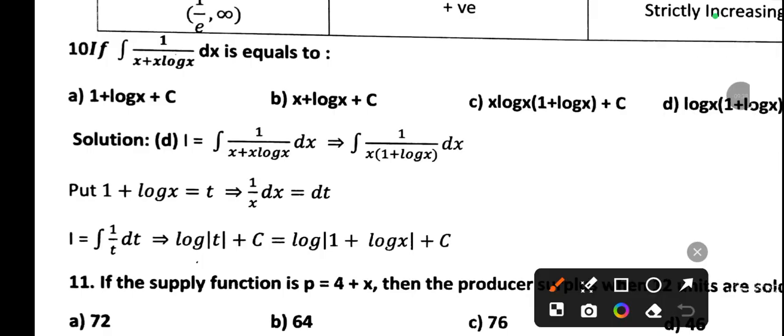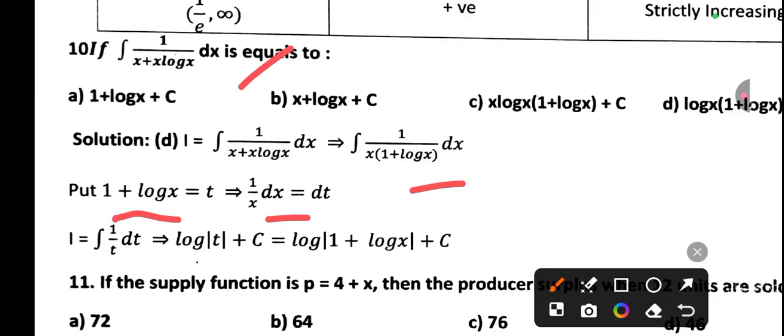Go to the 10th one, integral 1 by x plus x log x. Take x as common: 1 by x into 1 plus log x. 1 plus log x, I take as t. Substitution method, children. And I take 1 by x dx as dt. So you have to do integral 1 by t dt.